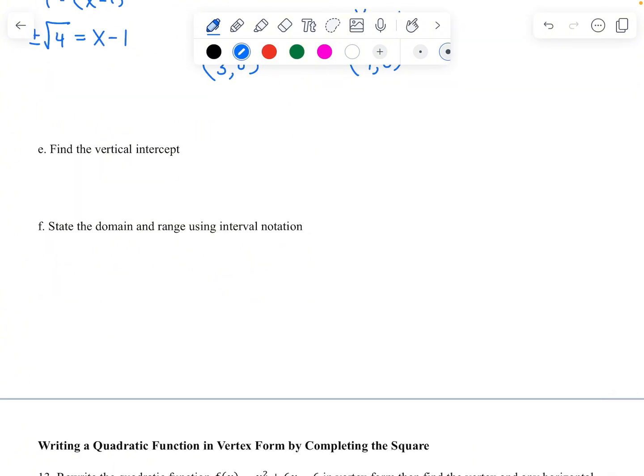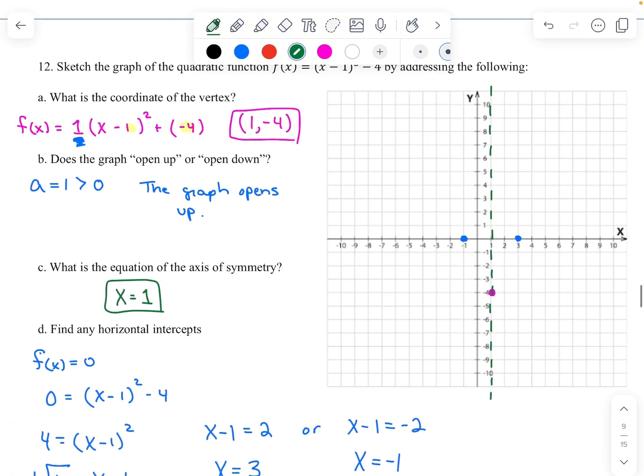Part E, find the vertical intercept. A parabola will have exactly one vertical intercept, and that is found by evaluating f of 0. So that's going to equal 0 minus 1 squared minus 4, which is negative 3. So the vertical intercept will be (0, -3). Going back to the grid, I'm going to place a point at (0, -3). And then because the graph is symmetric about the axis of symmetry, I'm going to place another point at (2, -3).